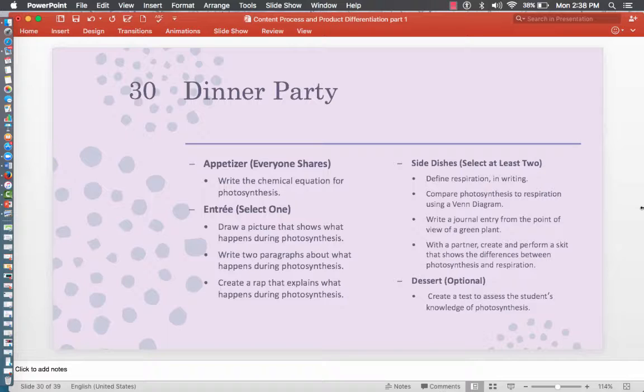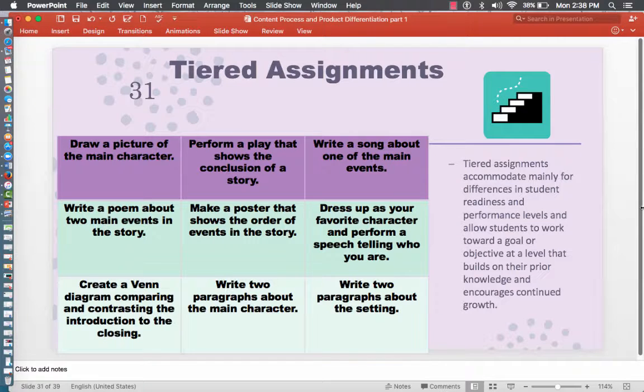So I really liked this idea of the dinner party. I thought it was kind of cute and it gives you all the stuff that you need right there in one place. Okay, so some other types of tiered assignments, and I gave you some examples in that one. Draw a picture of the main character, perform a play, write a song, write a poem, make a poster, dress up, create a Venn diagram, write 2 paragraphs. There's a lot of different things that you can do with tiered assignments.